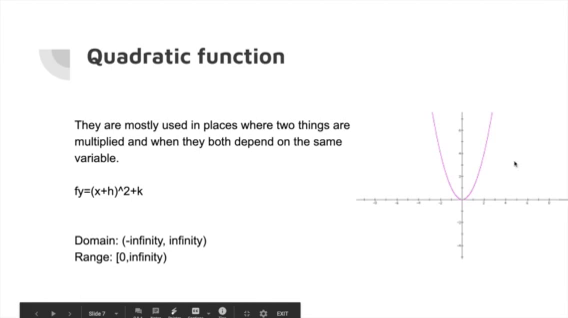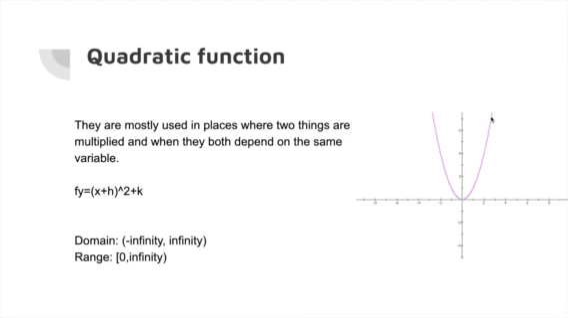The range is from 0 right here to infinity. This again depends on where the vertex is. The vertex is in this place. You can find it through making the line of symmetry, which is like the middle line.